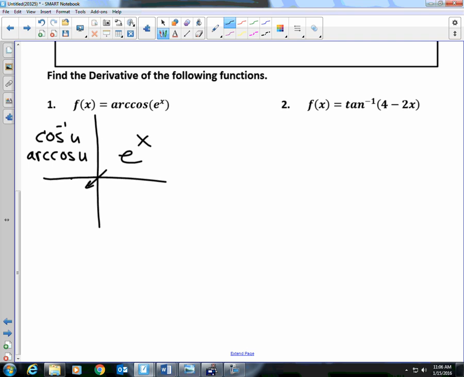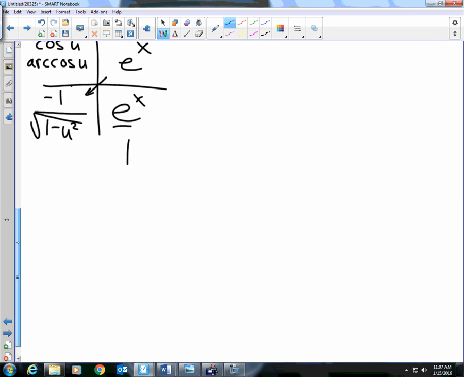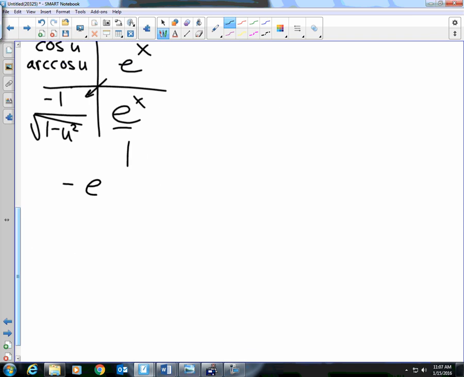What is the derivative of e to the x? What is the derivative of arc cosine of u? Negative 1 over the square root of 1 minus u squared. I'm now going to multiply these together. What will I have in the numerator? Negative e to the x over, what happens if I square e to the x? It becomes e to the 2x. Very good. So square root of 1 minus e to the 2x. And that's it.